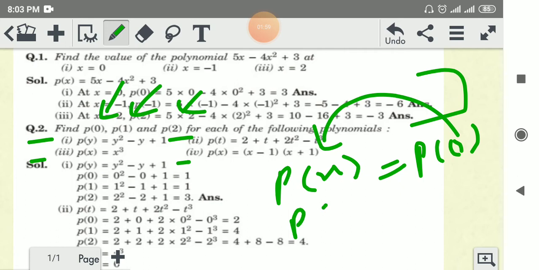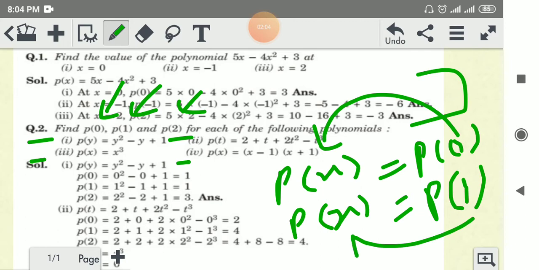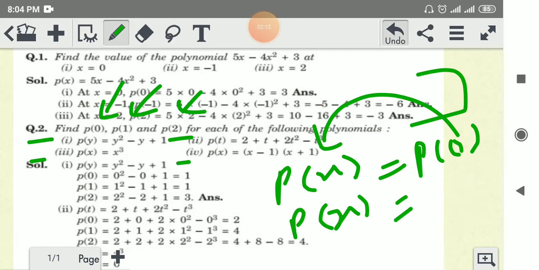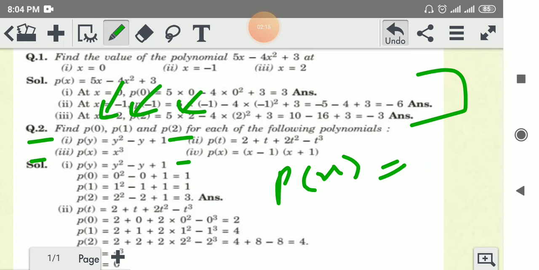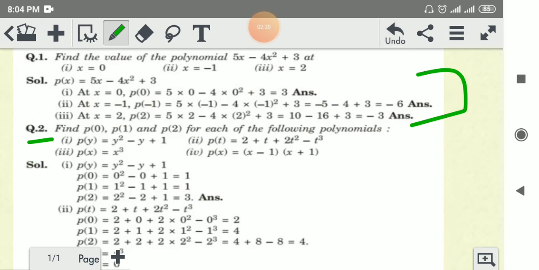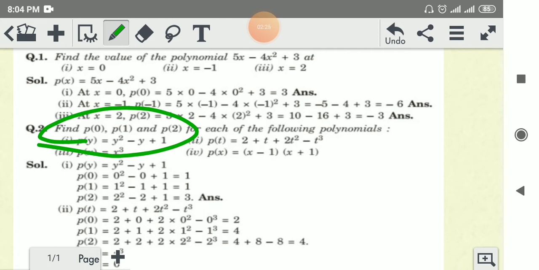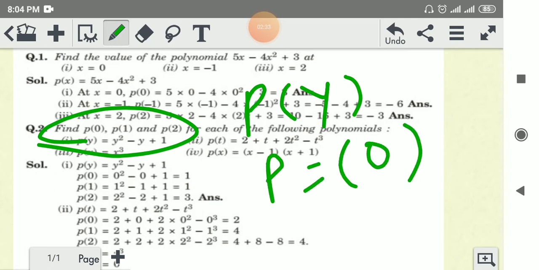Again, p1 means x is equal to 1, and p2 means value of x is equal to 2. So simple. Firstly, we are getting p0. Solution number 1, these equations. In these equations, p(y), when we find p0, so the value of y is equal to 0.